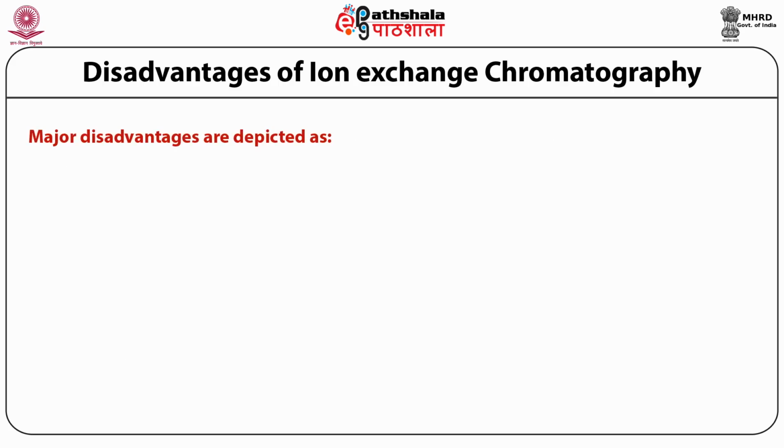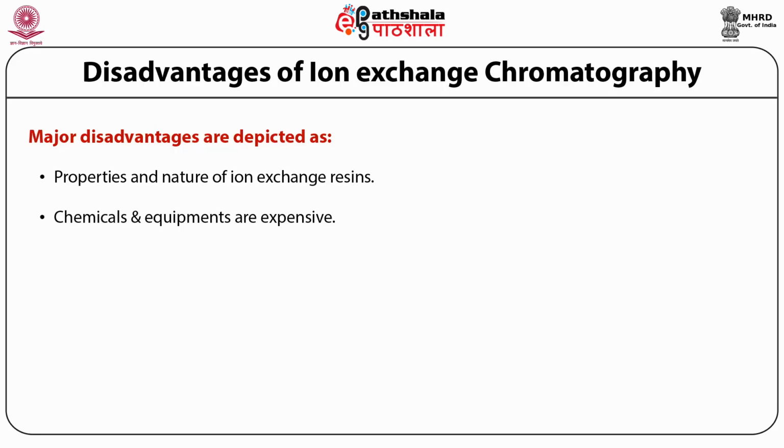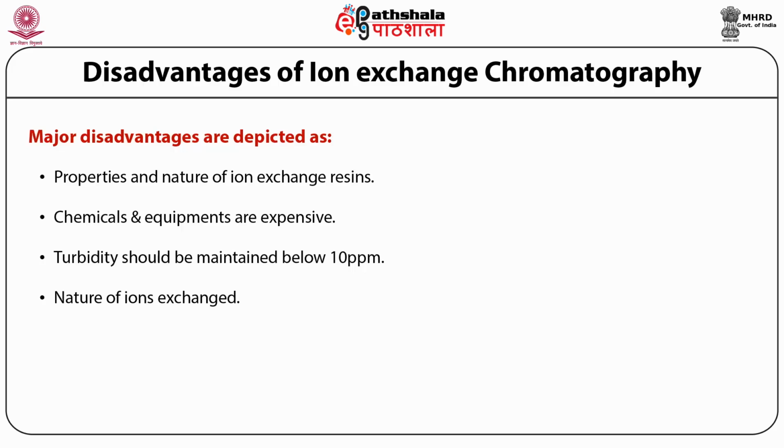Other major disadvantages are the properties and nature of ion exchange resins. Chemicals and equipment are expensive. Turbidity should be maintained below 10 parts per million. Nature of ions exchanged. Substances, for example, organic matter or resins, can have a fouling effect on the resin.